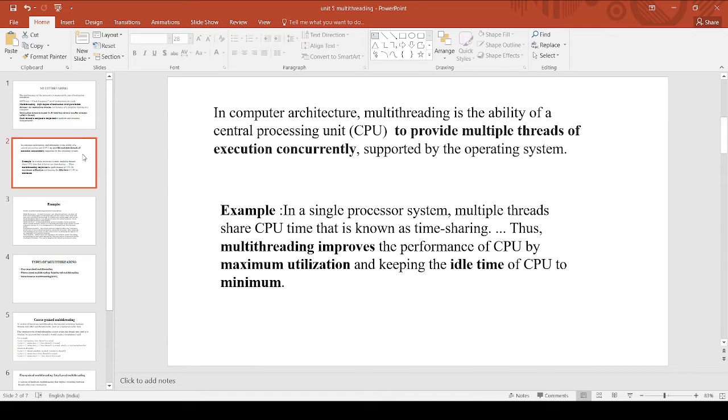Multithreading shows the ability of the central processing unit to execute multiple independent threads simultaneously. In a single processor system, multiple threads share the CPU time. So this improves the performance of the CPU by maximum utilization. It reduces the idle time of the central processing unit.